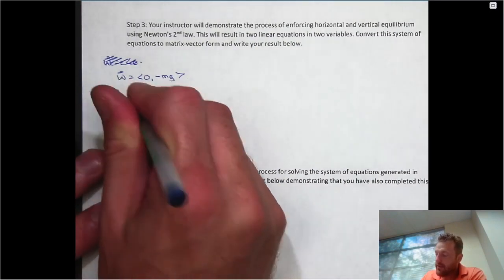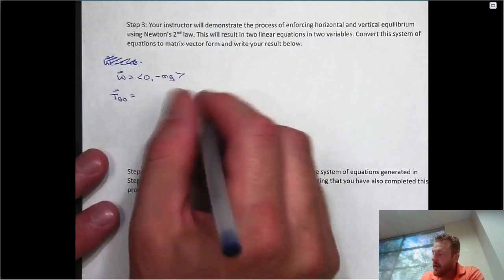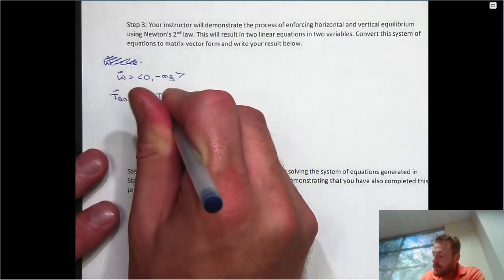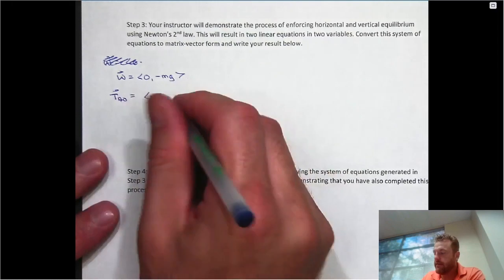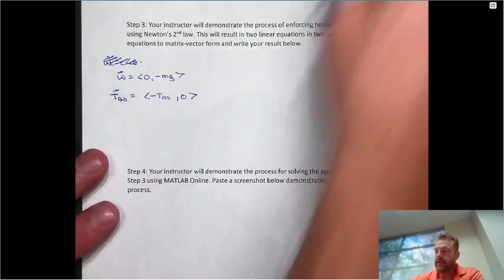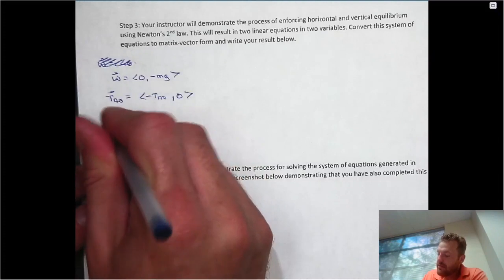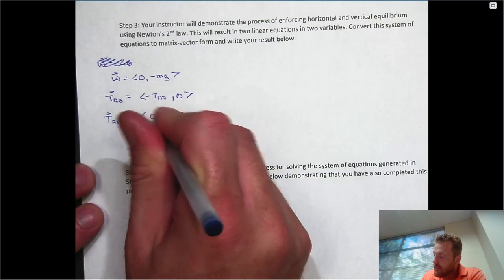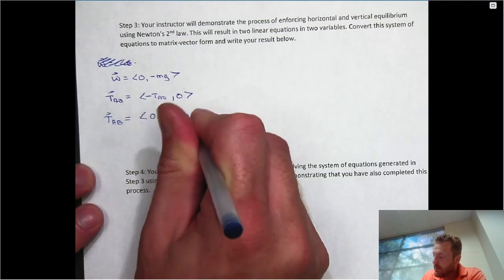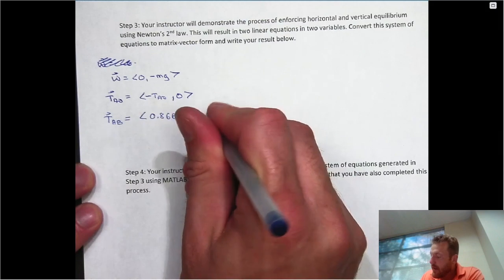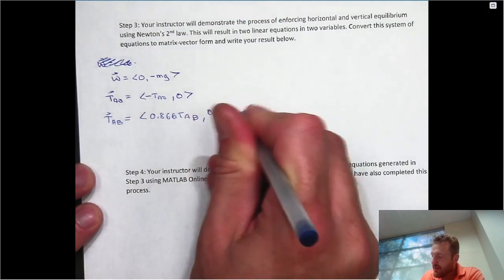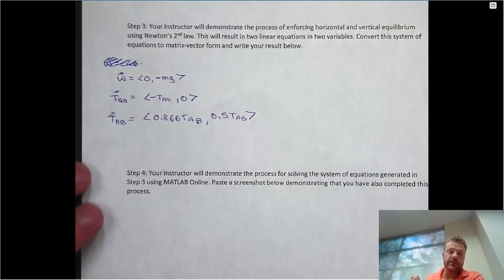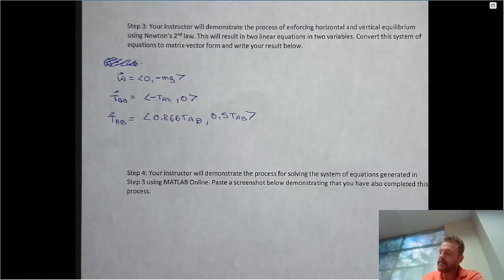Hopefully for the tension provided by cable AD, you got the unknown magnitude, TAD, with a minus on it since it's pointing to the left for the x component and no y component. And again, that just comes from the actual geometry. TAD is going purely in the minus x direction. There's no y direction. And then for the tension in cable AB, you definitely got 0.866 TAB and 0.5 TAB. And that's the rounded version. And you might find, when I go back, I might actually use the unrounded version since I'm going to be using software to actually make this computation.